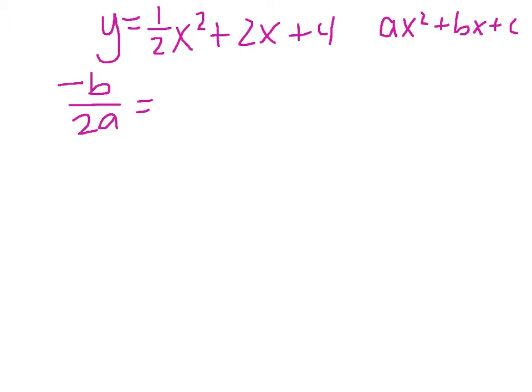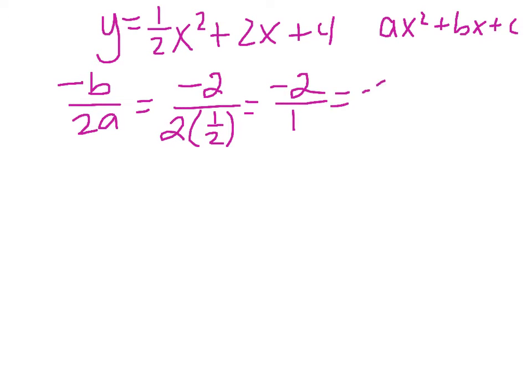So if I look, 2 is b, so I'm going to fill in what I know. Negative 2 is b, and 2 times a is going to be 2 times 1/2. 2 times 1/2 is 1. So the x value of my vertex is going to be negative 2.